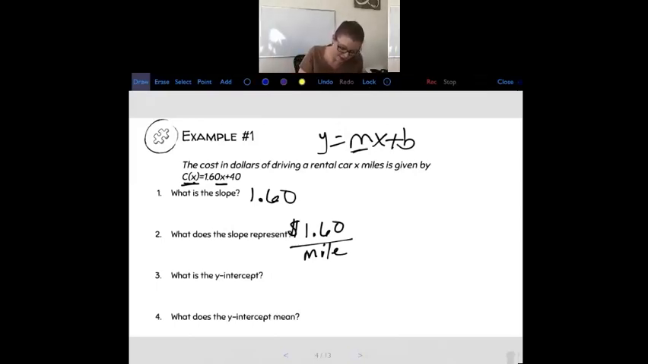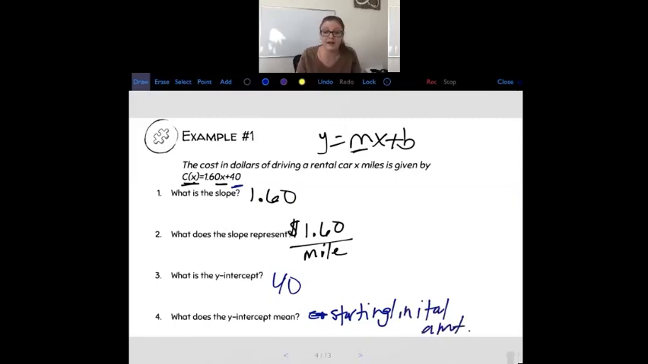What is the y-intercept? The y-intercept is the number by itself, is 40, and the y-intercept is our starting point. So think about what that could mean in the context of leasing a car. It means that you're going to pay $40 whether you drive the car 5 miles or 10 miles. Your starting point is exactly that. It's your starting point. It does not depend on how many miles you drive. There's no x by it. So this is the starting or initial amount to rent the car.